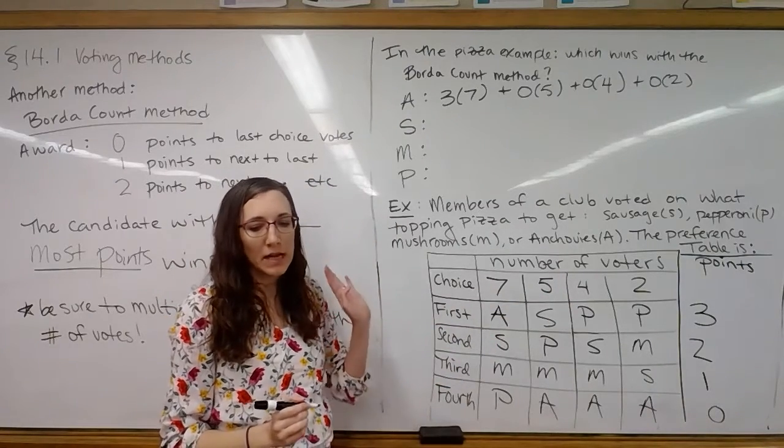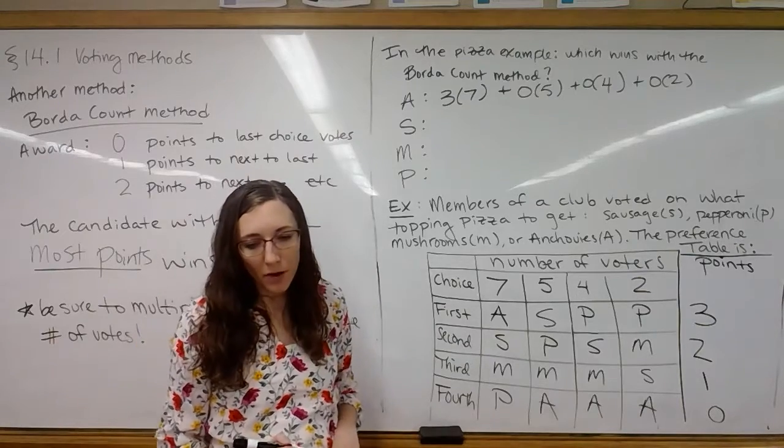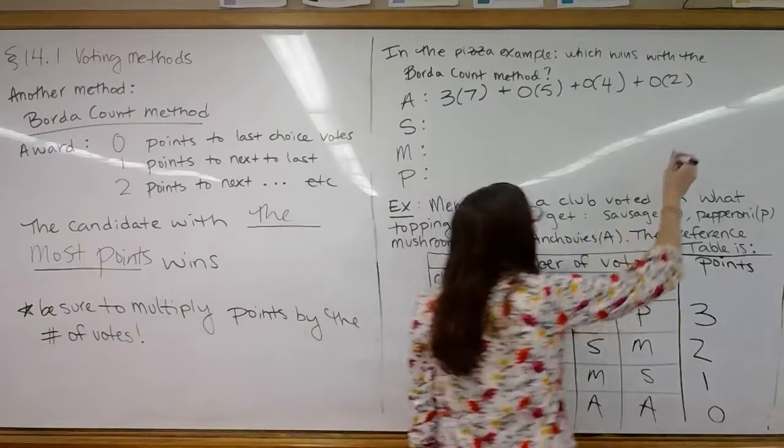So then what we would do is count all of that up. You can use a calculator to do it however you want to do it. But if we count all that up, we would get 21.